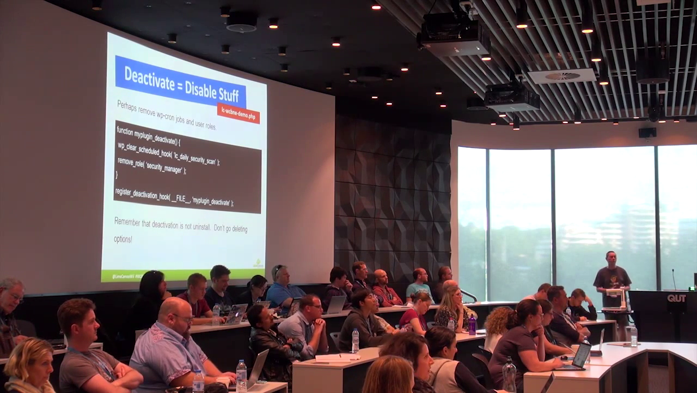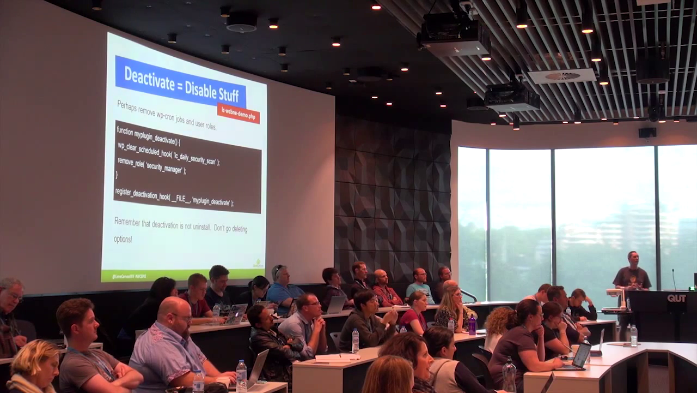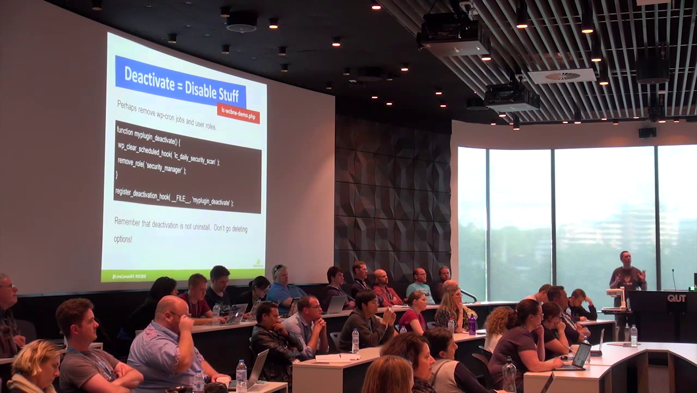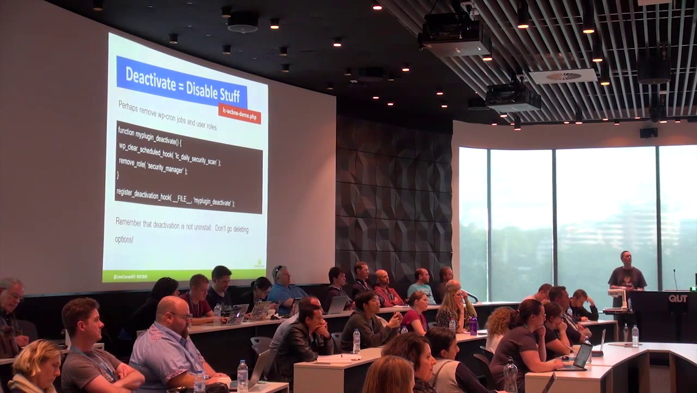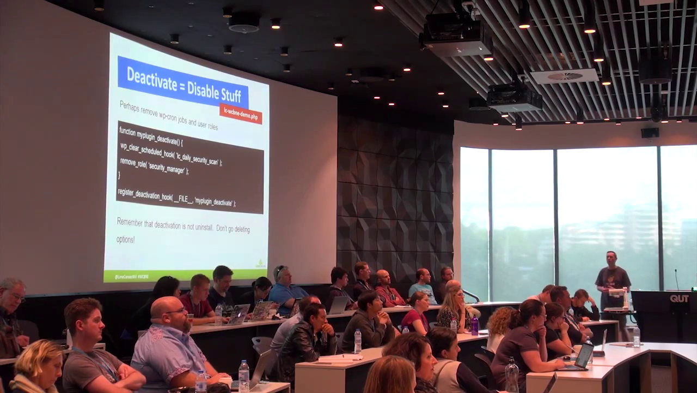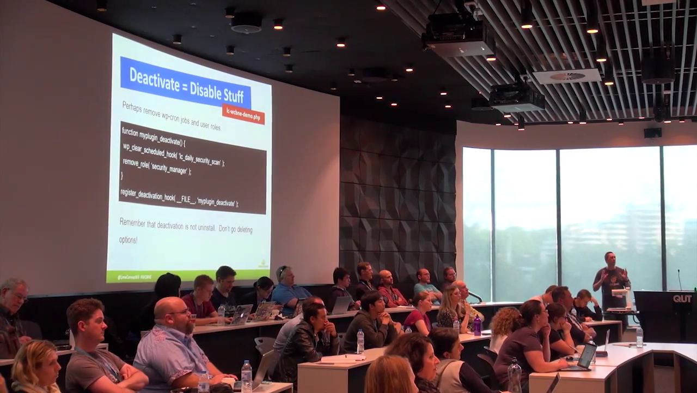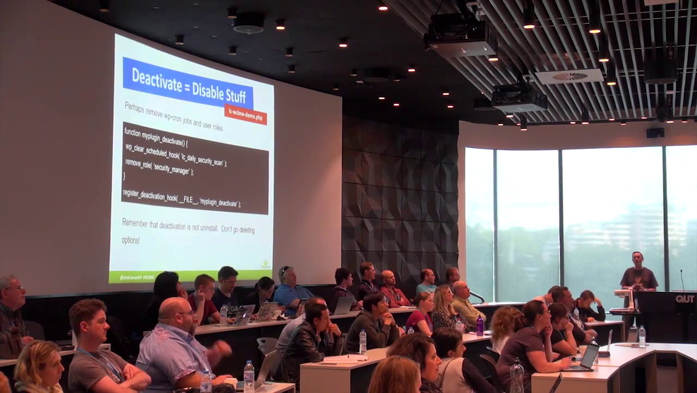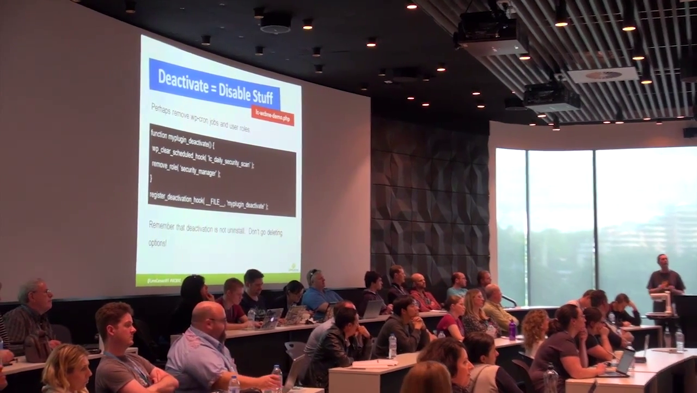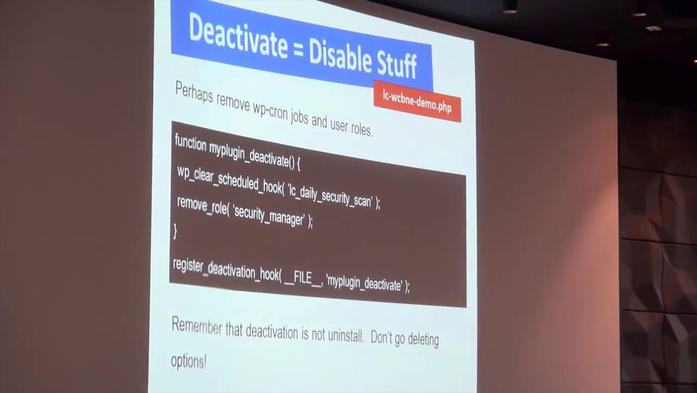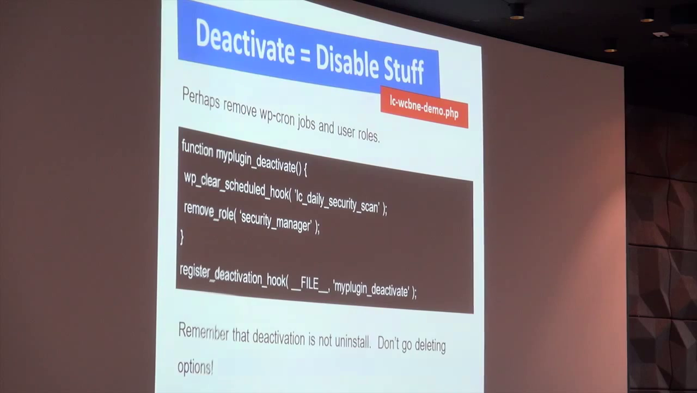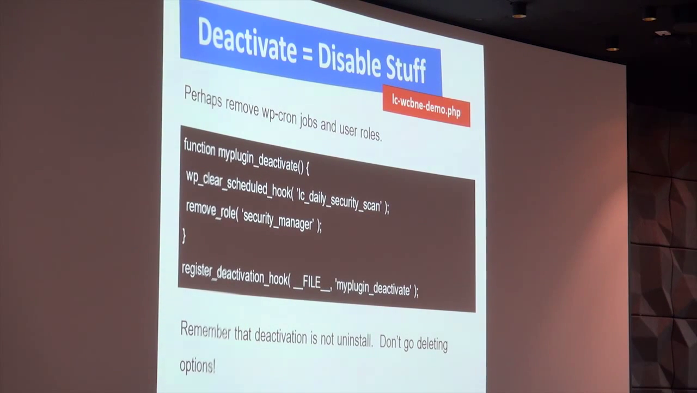Deactivate is when you want to disable stuff. Okay? So for this example, say perhaps you might want to remove some cron jobs that you've set up. That's a schedule system in WordPress. And you might want to disable some user roles that you've set up as well. But just remember that when you deactivate a plugin, it's not the same as uninstalling a plugin. So please don't go deleting options, because someone might just disable a plugin to see if there's something wrong and then re-enable it. If you go delete options at this stage, then they're going to have to set it all up again. So deactivate is not uninstall.